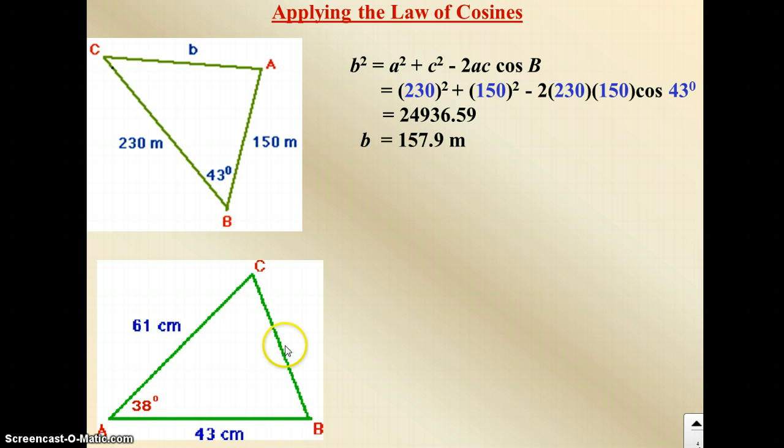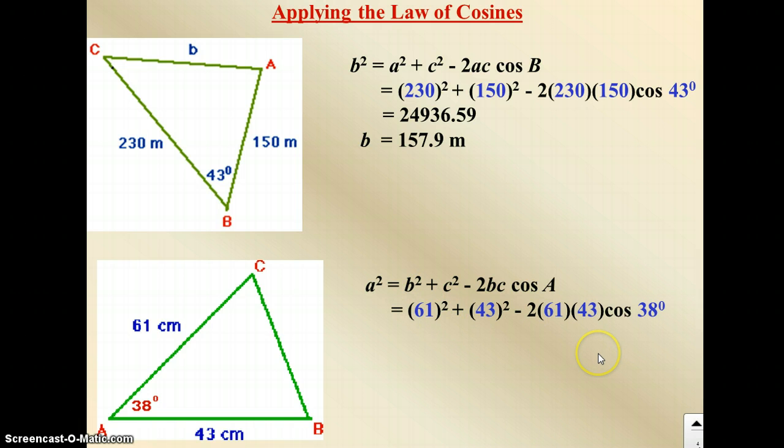In this triangle, I'm looking for a little side a, the unknown side. Again, I've got two sides and the enclosed angle, so I would use my cosine law looking for little side a. Let's substitute in. b is 61, c is 43, and angle A is 38 degrees. So we just have to substitute into this equation.